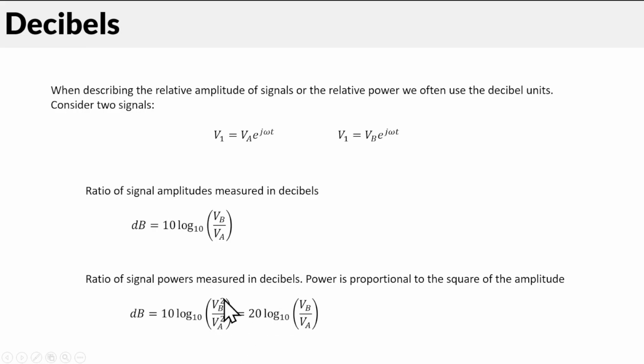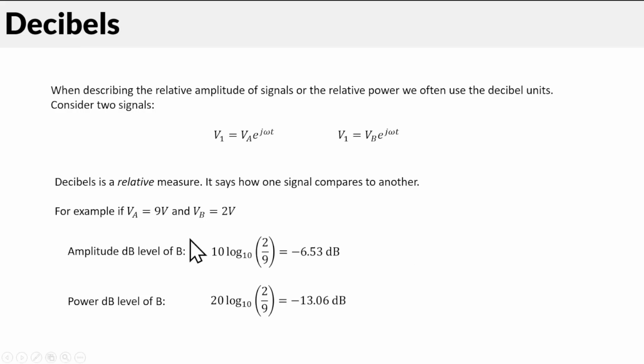Now, it turns out, due to the laws of logs, that with VB squared divided by VA squared, there's a square inside the log. We can actually take that square outside, and it becomes 20 times log to base 10 of the original ratio of amplitudes.